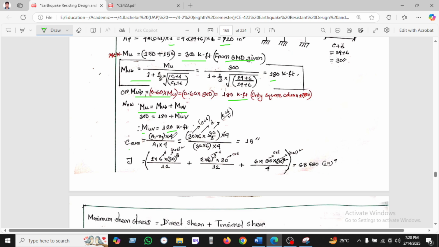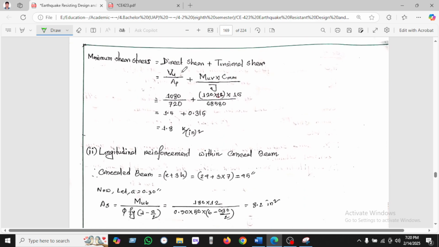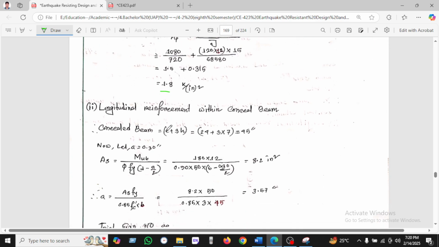So C max equal to, we can see A1, A means C plus D into T, and we have seen X1 into C plus D into 2. This is the third into 2 and 4, and in this way we have found it, and J is found below. So maximum shear is just direct shear plus torsional. We've been using this formula, which is from 1.8.